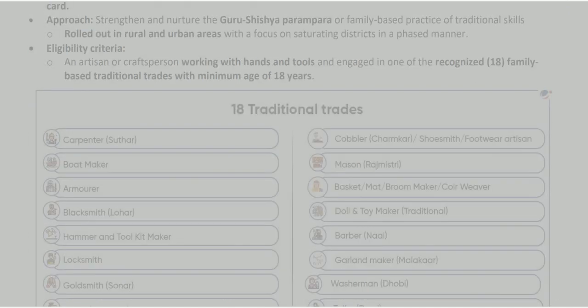Approach: strengthen and nurture the Guru Shishya Parampara or family-based practice of traditional skills. It will be rolled out in rural and urban areas with a focus on saturating districts in a phased manner. Eligibility criteria: an artisan or craftsperson working with hands and tools and engaged in one of the recognized 18 family-based traditional trades, with a minimum age of 18 years.